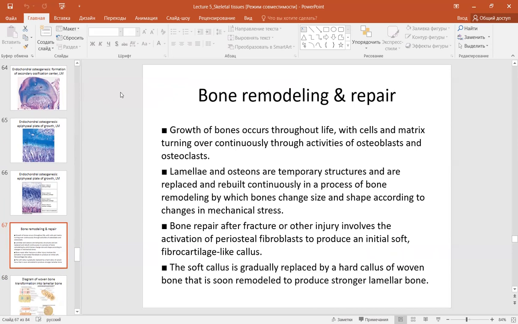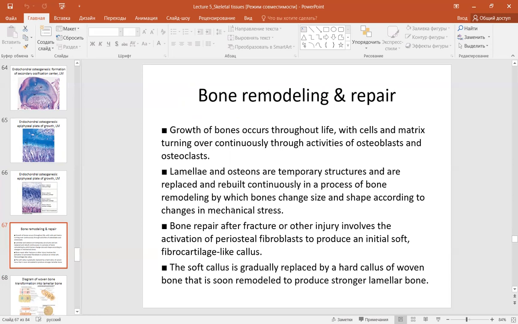Growth of bones occurs throughout the whole life, with cells and matrix turning over continuously through activities of osteoblasts and osteoclasts. Lamellae and osteons are temporary structures and are replaced and rebuilt continuously in the process of bone remodeling, by which bones change size and shape according to the changes in mechanical stresses which are attributed to the bone tissue.